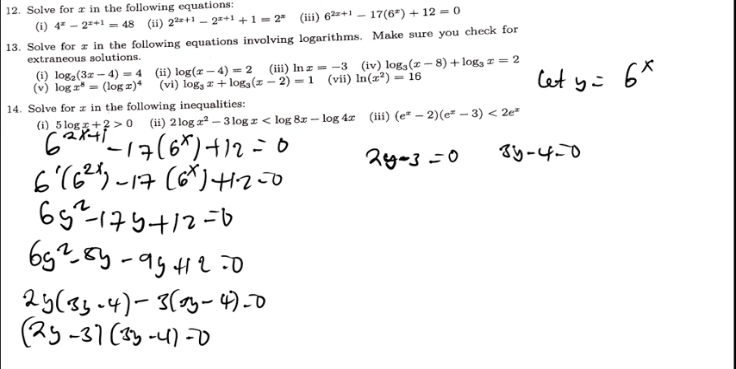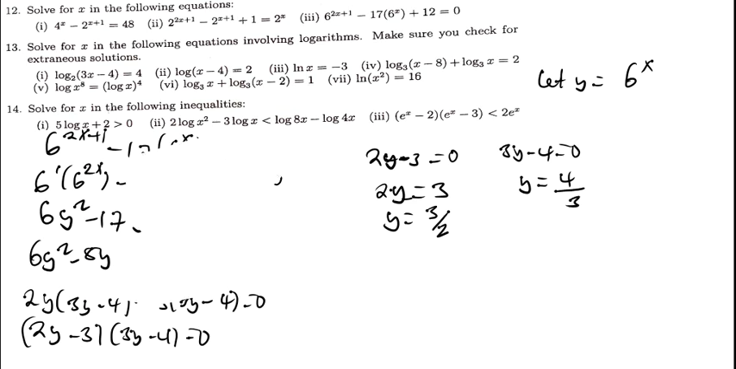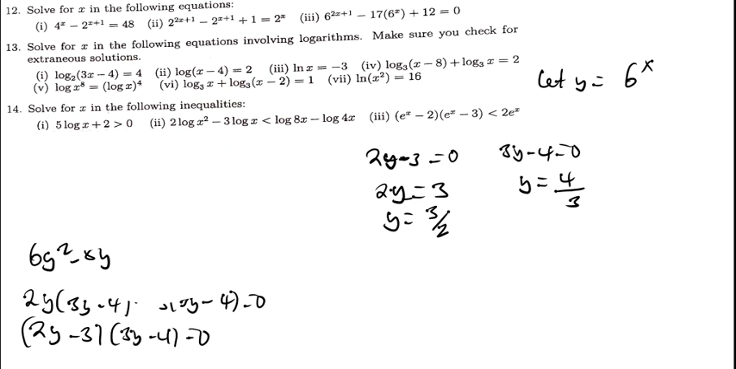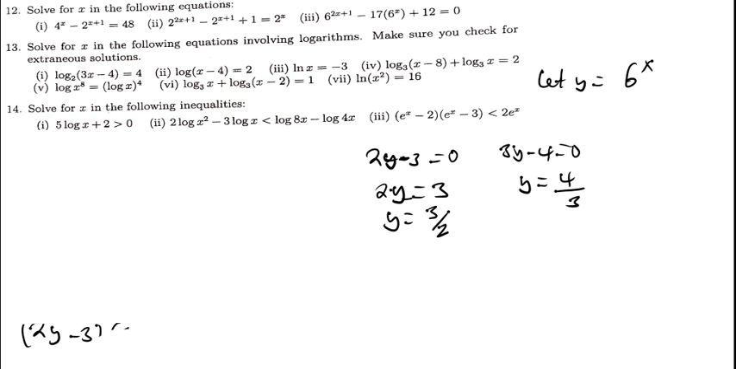So I shift that to the other side. It's going to be 3, so y is equal to 3 over 2. What of this one? y will be equal to 4 over 3. Remember, these are not the answers. We had to let 6^x be equal to y. So we have found that y is equal to 3 over 2.